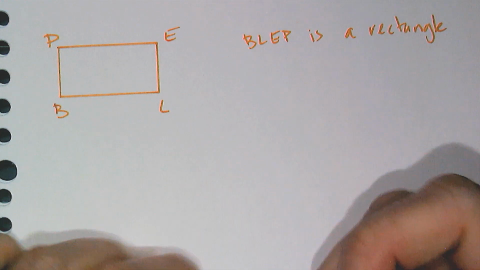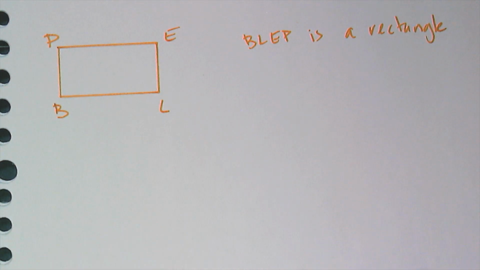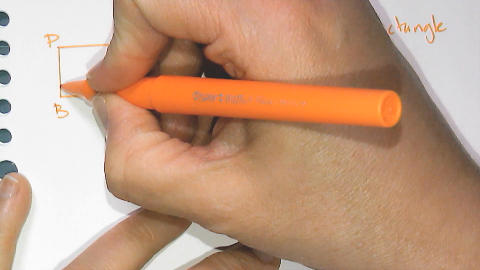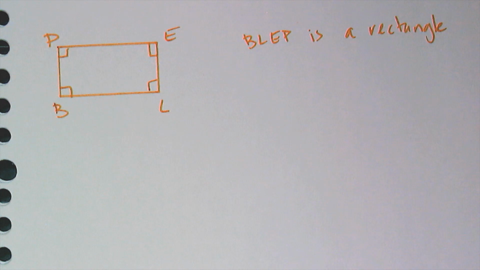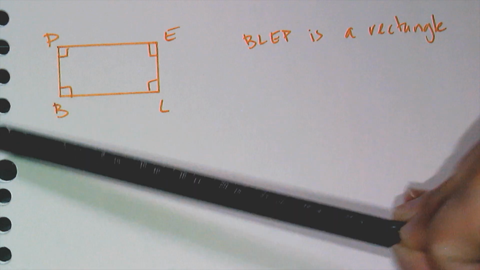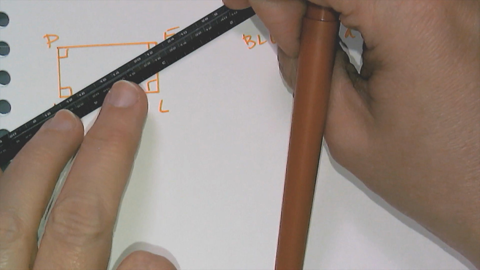So now let's look at our trusty rectangle. I've named this one BLEP, and we know, remember, rectangles are equiangular parallelograms. And by quadrilateral sum, the sum of the angles is 360, and if there are 4 congruent ones, each of them is 90, and therefore a right angle. We knew that. We've actually known that for a very long time. We've also known about the congruent sides, opposite, parallel, and you probably also remember what's special about their diagonals.